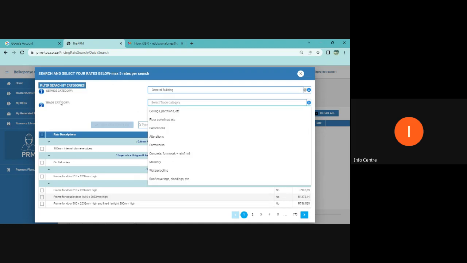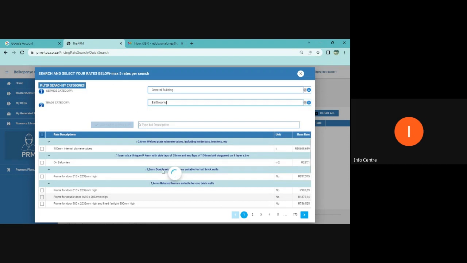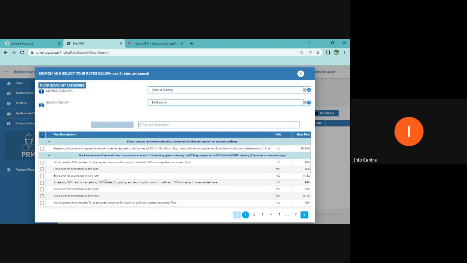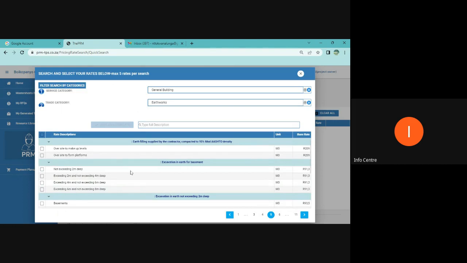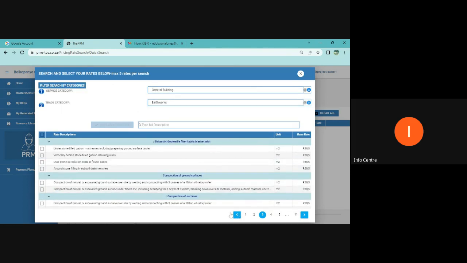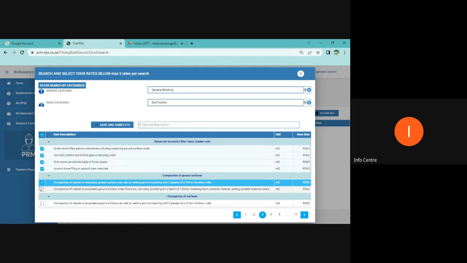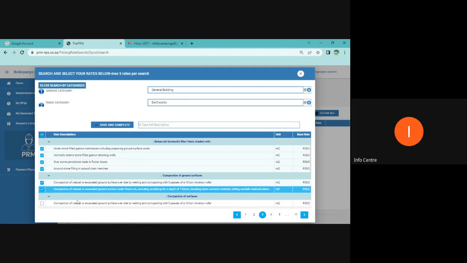And then from there, it will ask me to select my trade under general buildings. Let's say, for example, I go for earthworks. Once earthworks is there, it displays all the rates that are under earthworks, depending on the line items that I am interested in. So depending on what I have in front of me, I can simply search and find any rate. And if you can see, this is a blank or dimmed dash. As soon as I start clicking and selecting the items, it lights up. So I can select the items that are obviously required for my bill.